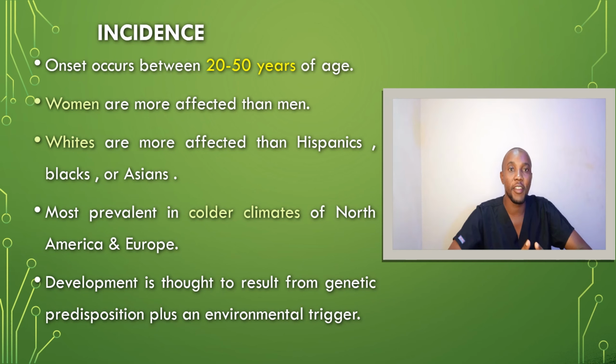Remember those I have said about the incidence. Its onset is mostly from 20 to 50 years of age. Women are more affected than men. Whites are more affected than Hispanics, blacks, or Asians. It's most prevalent in colder climates of North America and Europe, and its development is thought to result from a genetic predisposition plus an environmental trigger.